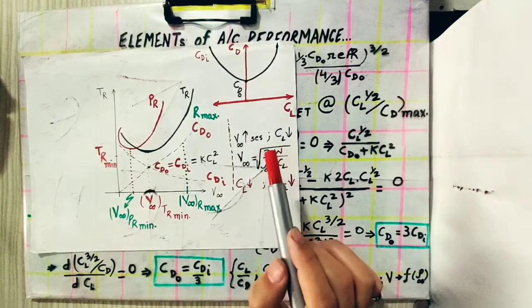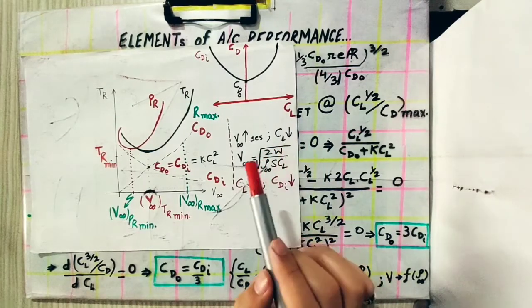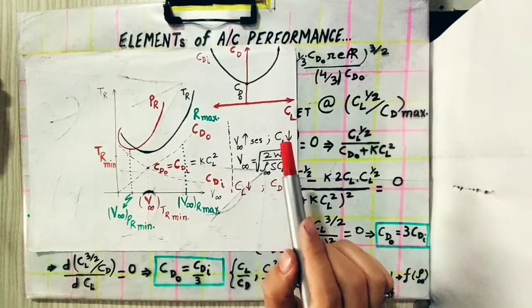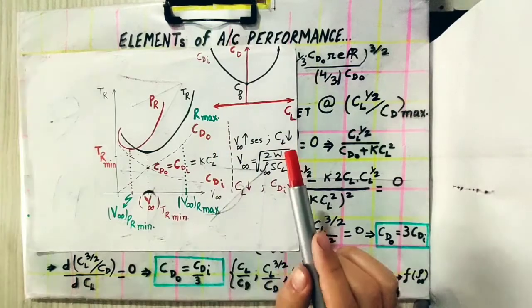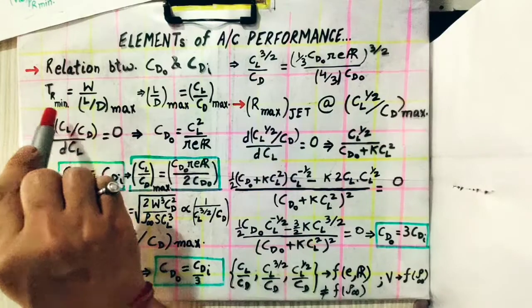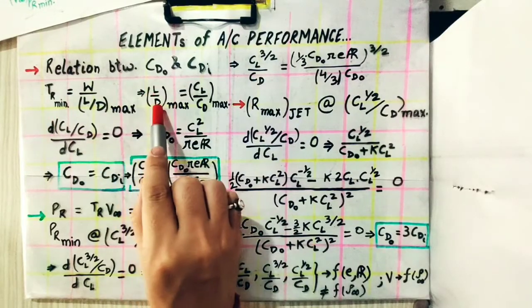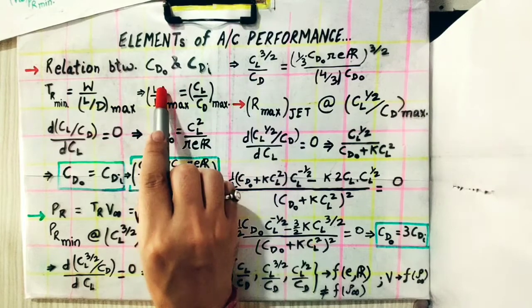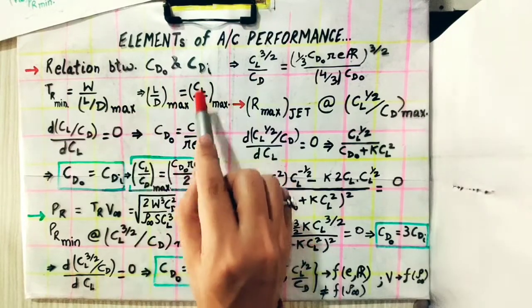It may fly, but it will show a little degradation in the performance of the aircraft, which may affect the overall range or endurance. Now let's get back to the relation between CD0 and CDI. Here we know that for thrust required to be minimum, L by D should be maximum, and lift and drag differ only with respect to their coefficients. Drag is half rho v square S CD, lift is half rho v square S CL. So other terms cancel out, and CL by CD max is left.